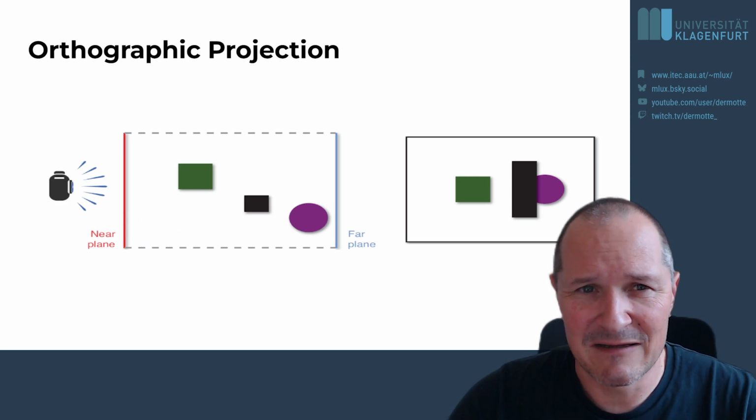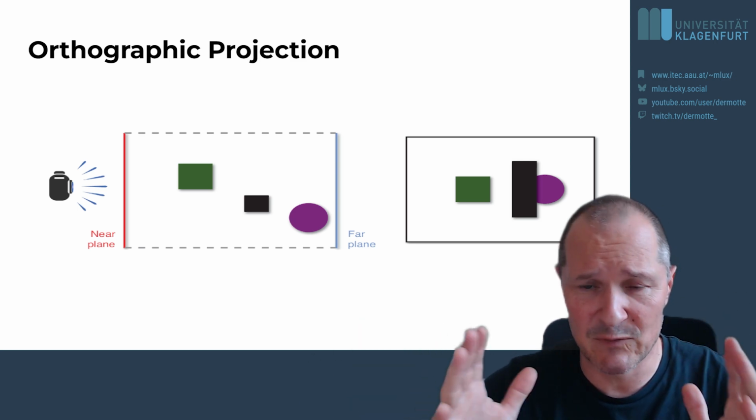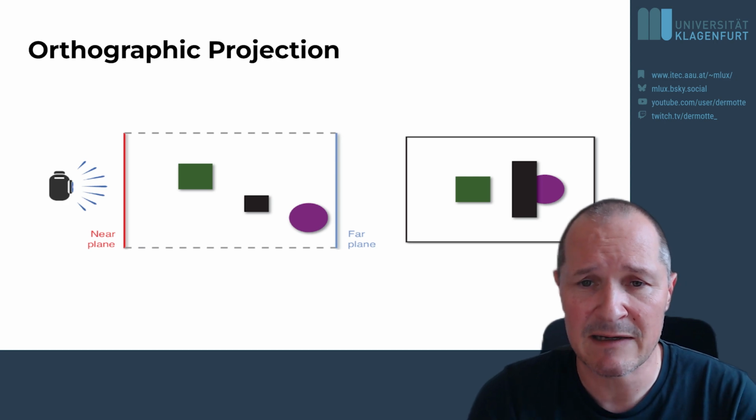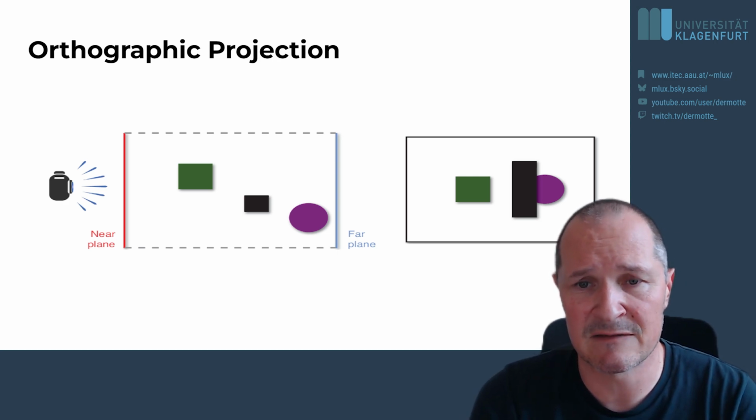So that would be the perspective projection, where we have a near plane and a far plane, and everything between the near plane and the far plane is rendered by the computer. Everything outside those two is not rendered. So if something is between the camera lens or the view position and the near plane, it's not rendered.